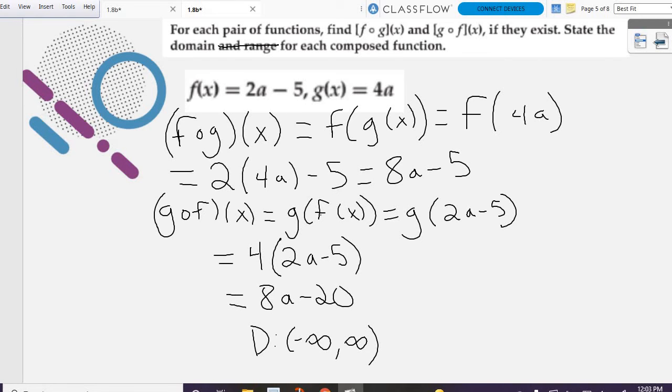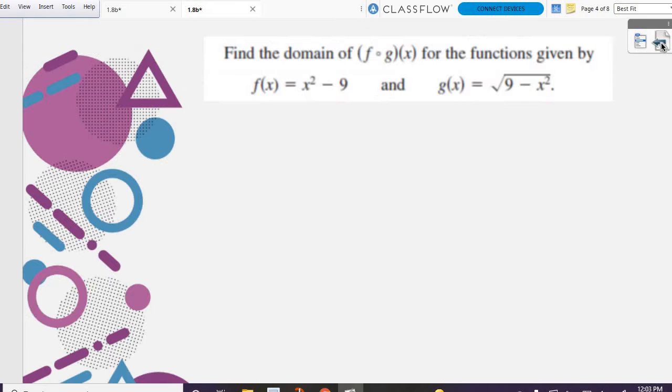Now, that won't always be the case, okay? So let's look at one together. So this asks us to find the domain of F composite G of X. So, again, remember that since my G comes second, that's what we're plugging in. So I have F of the square root of 9 minus X squared.